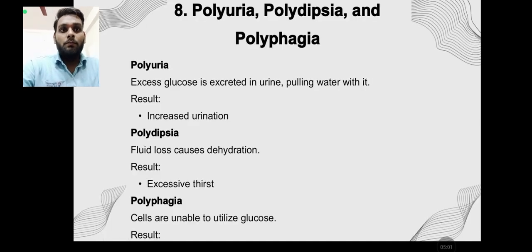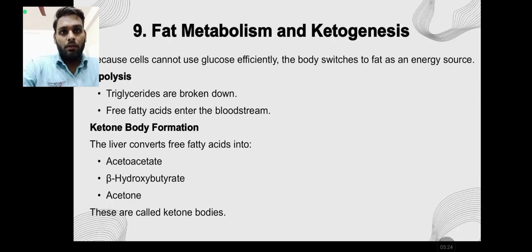And the eighth is polyuria, polydipsia, and polyphagia. What is polyuria? The excessive glucose is excreted in urine, pulling water with it, resulting in increased urination. Polydipsia means the fluid loss causes dehydration, resulting in excessive thirst. And polyphagia: cells are unable to utilize the glucose.